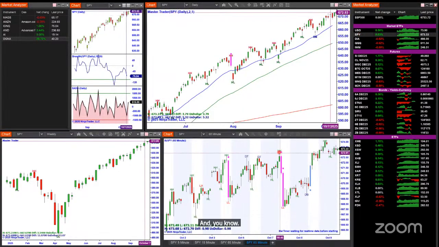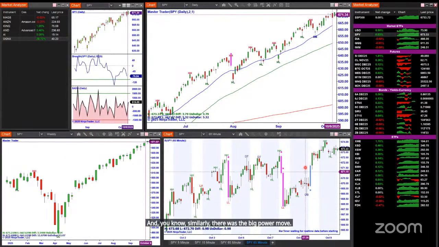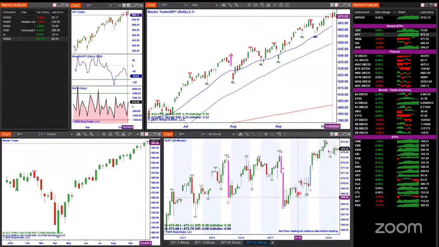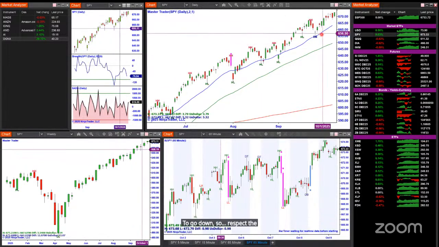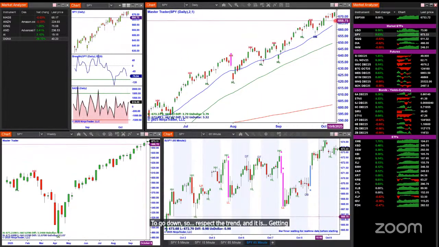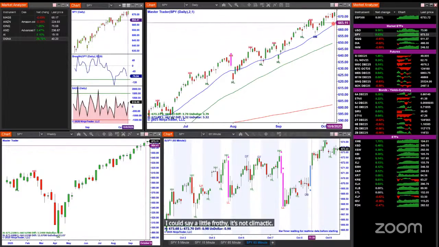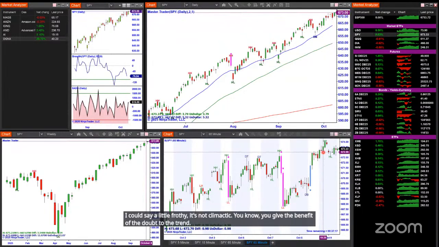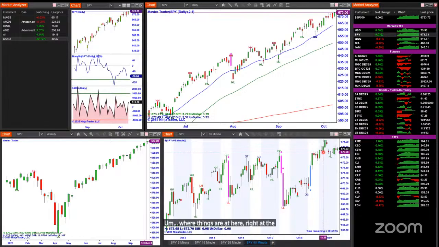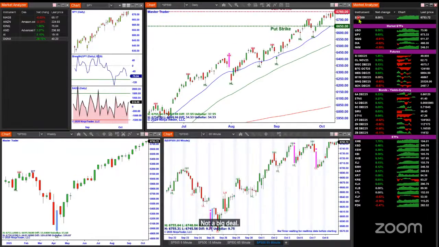And similarly, there was the big power move and big red day to go down. So respect the trend. It is getting a bit extended. You could say a little frothy. It's not climactic. You give the benefit of the doubt to the trend. Where things are at here, right at the top of yesterday's range. Not a big deal.